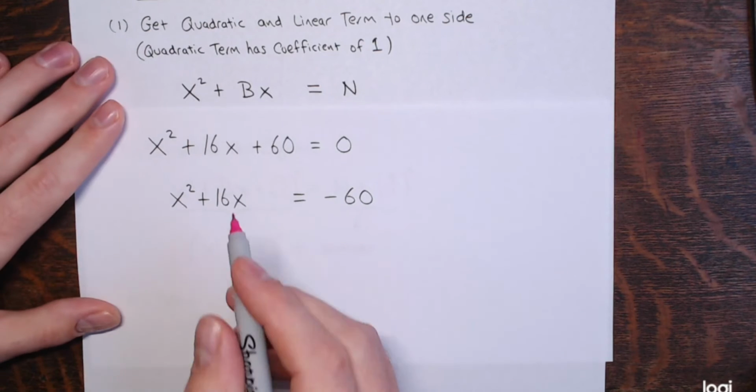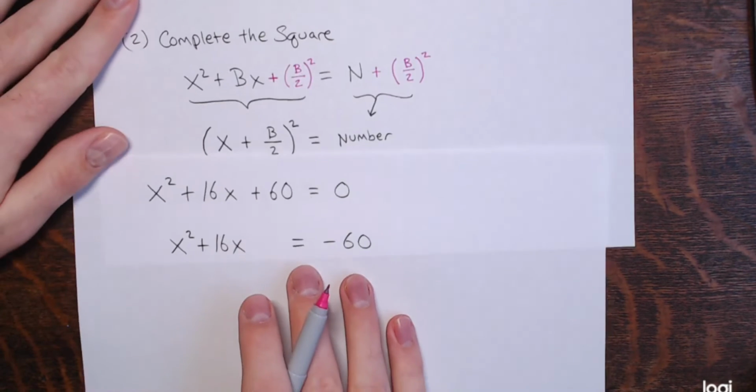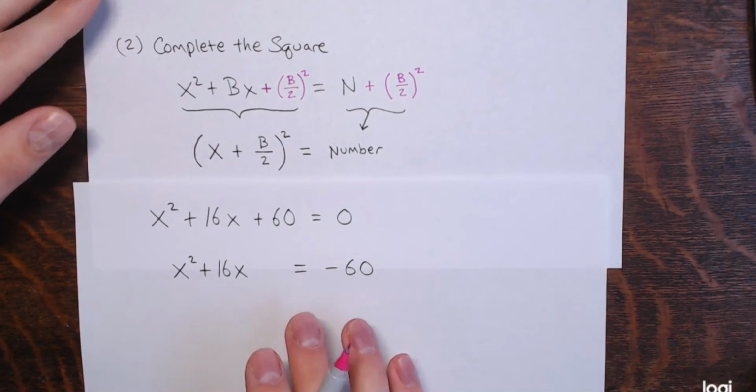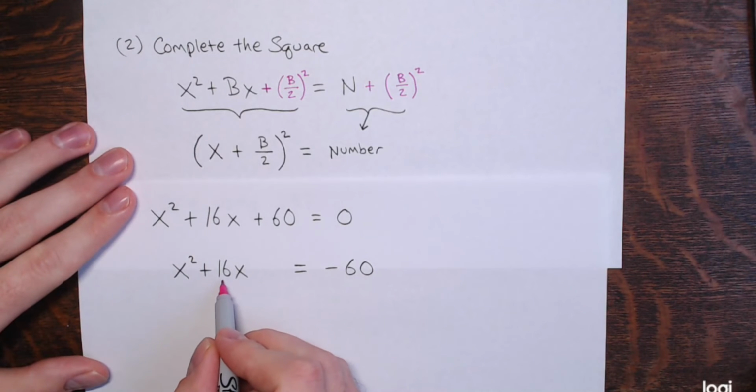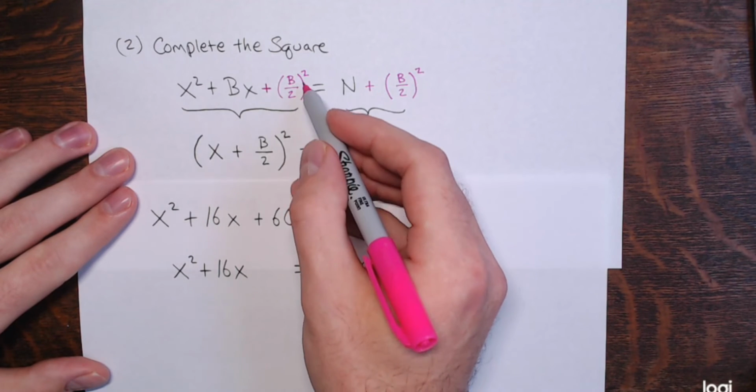Remember, you take half of b, as I wrote here. Well, that's half of 16. What's half of 16? That's 8. And then you square that. Right? You take half of b, squared, which would be 64.